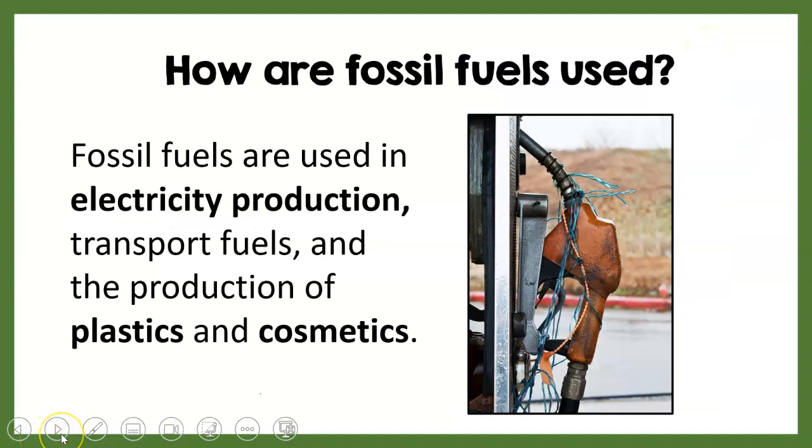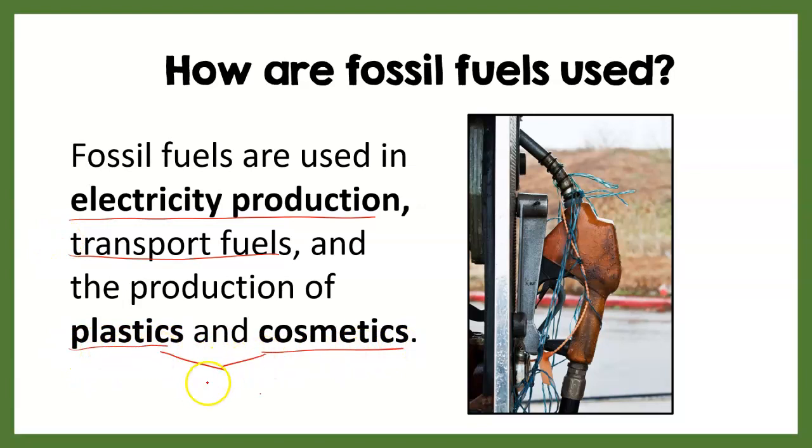Okay, so how do we use them? We use it in electricity production. We burn oil, coal, natural gas for electricity. We also use it for transportation, like gasoline, and we also use it for plastics and cosmetics. And these two things only basically are coming from oil or petroleum. Oil and petroleum, these are the same thing.